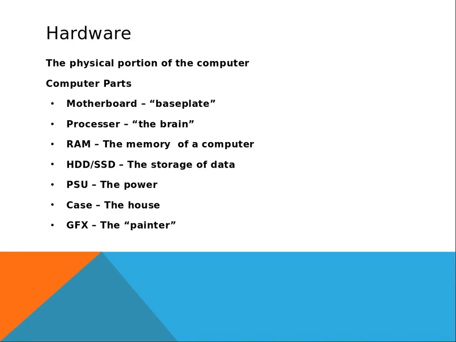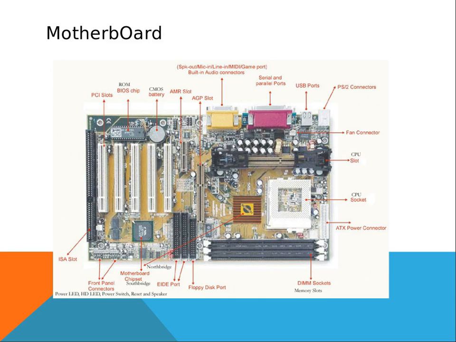The case is the house, and the graphics card is the painter because it does all the draw calls and everything like that. The motherboard, it looks like this. There are the RAM slots on the left and the RAM slots on the bottom right. You can see they have the little latches. You put the RAM in there. The CPU socket has a bunch of little holes, and the CPU has a bunch of little prongs, and you match them together and lock it in.